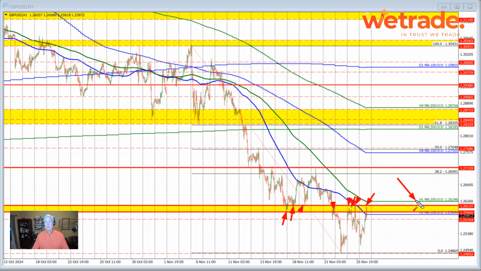We also stayed below the 200-hour moving average. We are now trading below the 100-hour moving average here. So the resistance level did hold, and we rotated back to the downside.